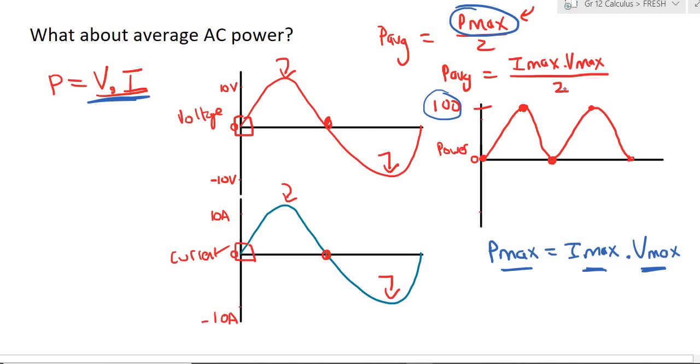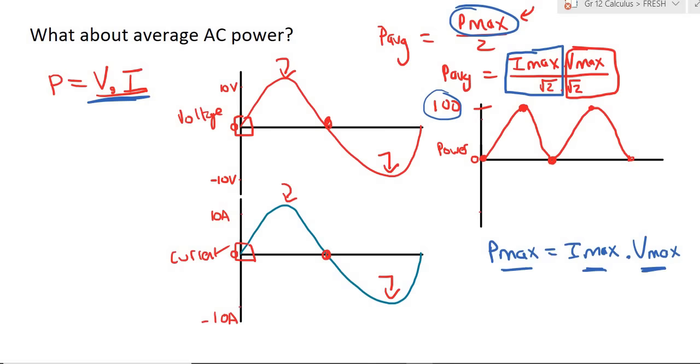Then what they do is they decide to split the 2 up. Instead of saying 2, they rather say that that's going to be the square root of 2 multiplied by the square root of 2, because square root of 2 multiplied by square root of 2 is 2. And then they give a special name to this one and to this one over here. And so that brings us to something called the root mean square.